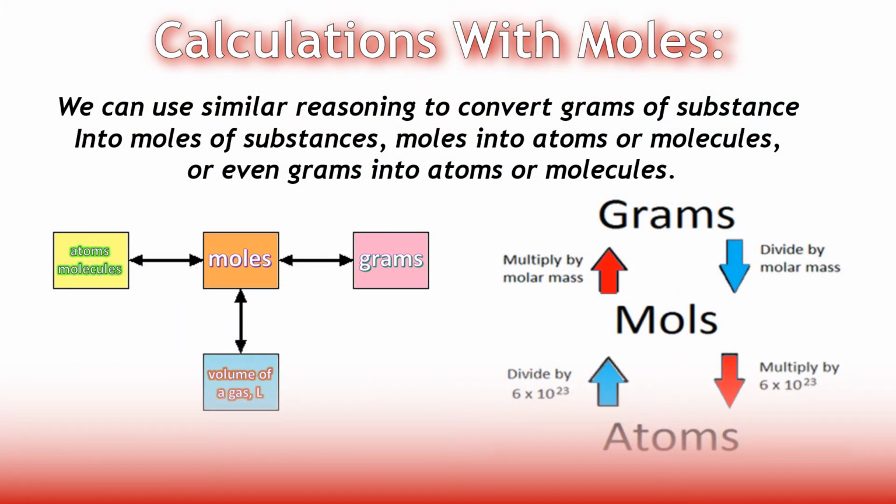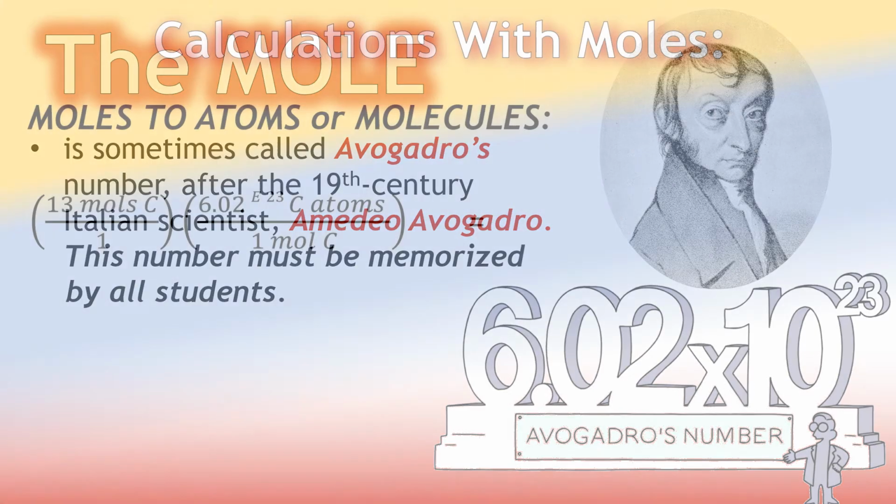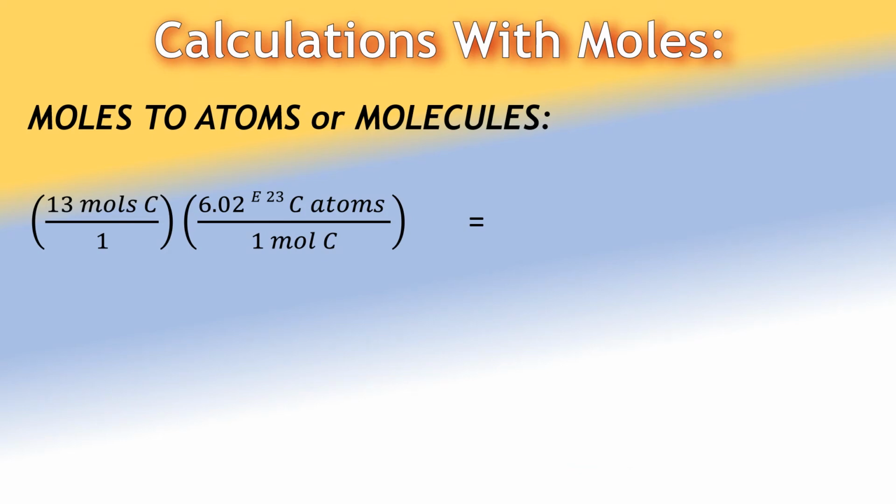And we can use similar reasoning to convert grams of substances into moles of substances, moles into atoms or molecules, or even grams into atoms or molecules. Now again, we're just going to use Avogadro's number. And the beautiful thing about Avogadro's number, and the reason why you have to memorize it, is because you don't use it just to move moles to grams or grams to moles. You use it for all sorts of things. It's in the very middle.